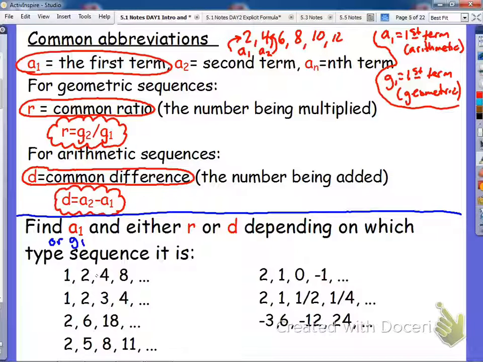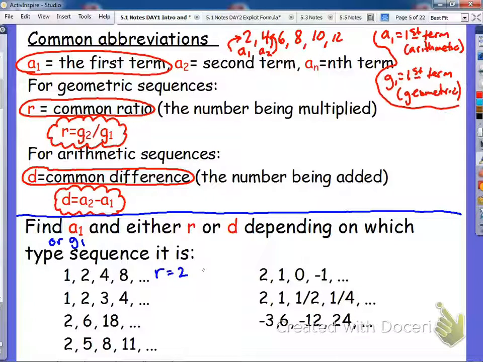You have 1, 2, 4, 8. The very first term is a 1. Okay, it's right here, the very first term. That's easy. Okay, now the real trick is, what do I do to get the next term? What would be the next thing following this 8 here? So we're multiplying by 2, right? So we get 16. So the common ratio is 2. That's what we're multiplying by. So write down R equals 2.